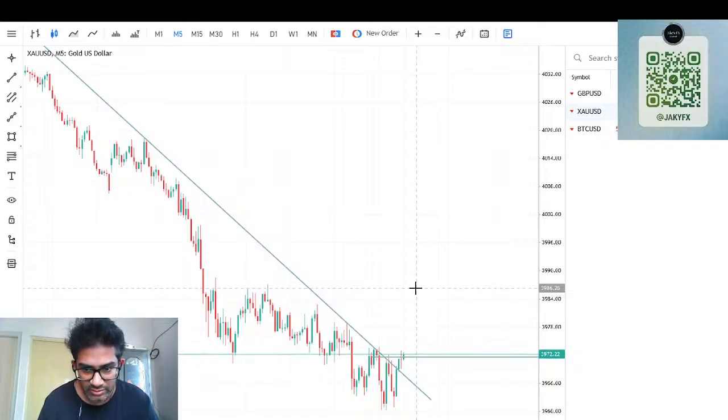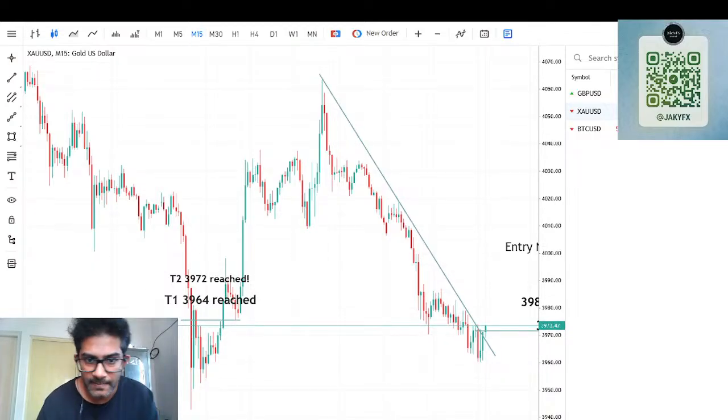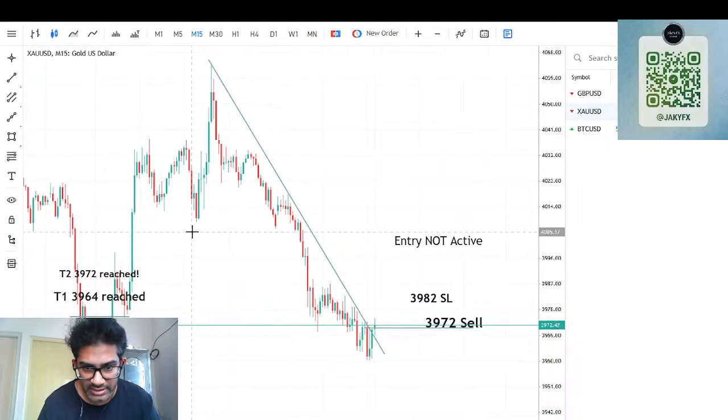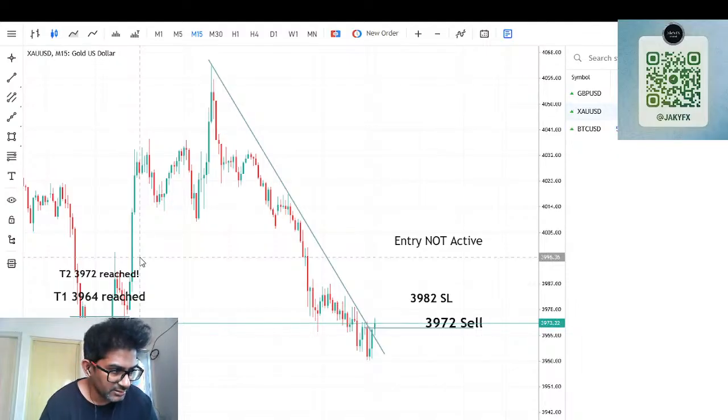The entry is happening right now, 3972 से अब सेल एंटर कर सकते हैं. स्टॉप लॉस 3982 पर लगा के 3972 और 3975 के बीच में एंट्री ले सकते हैं सेल साइड के लिए. $3972 $3975 के बीच में अभी भी चल रहा है सेल एंट्री. You can take a sell entry right now.